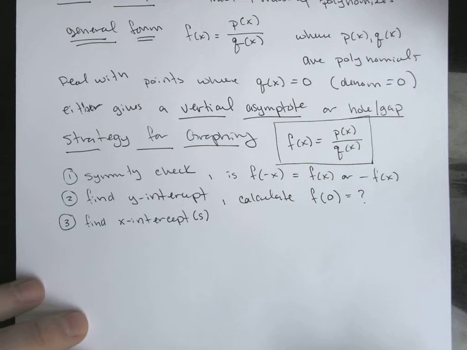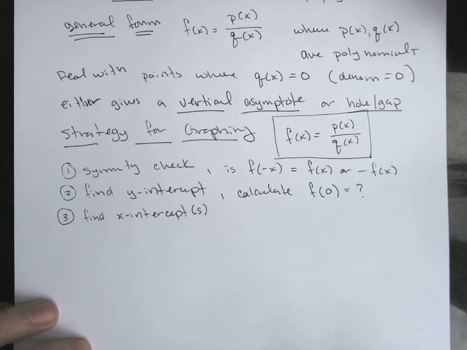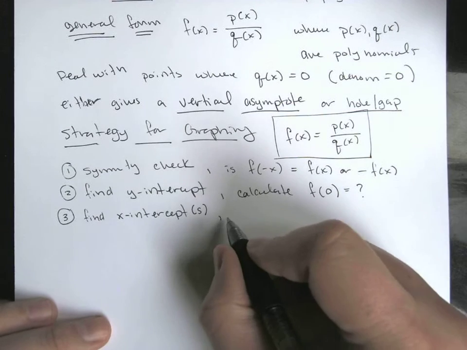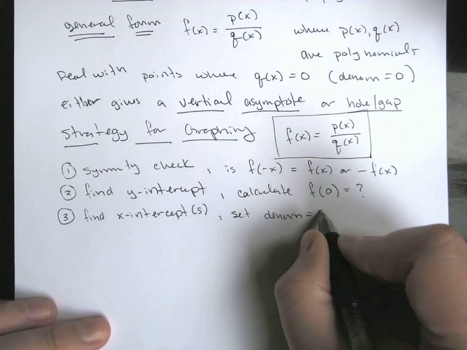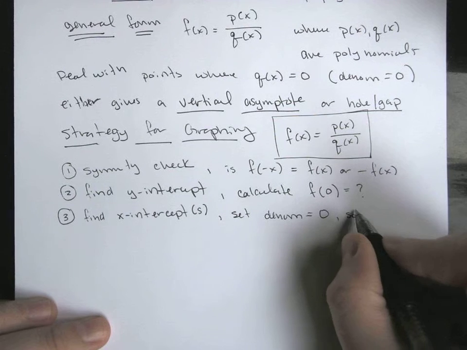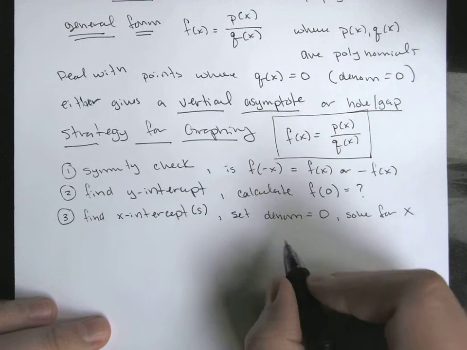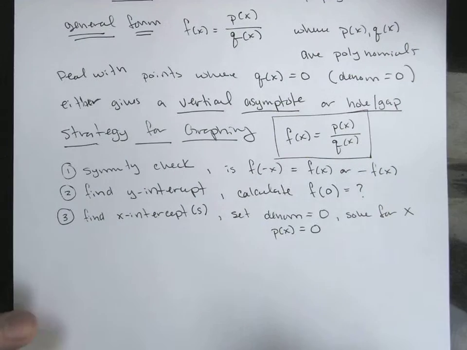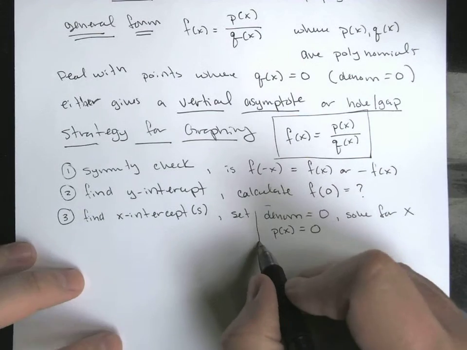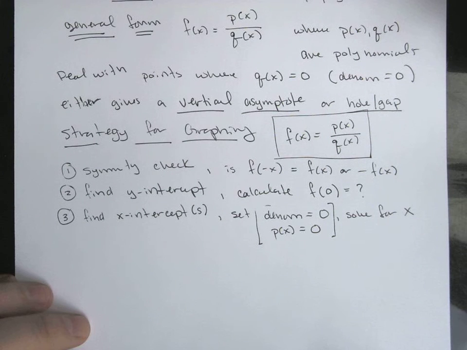What we call the zeros in our polynomial section in 3.2. And what that's going to amount to is set your denominator equal to 0 and solve for x, right? So that's going to mean our p of x, the polynomial up on top, we're just going to set that equal to 0 by itself and solve for the x.